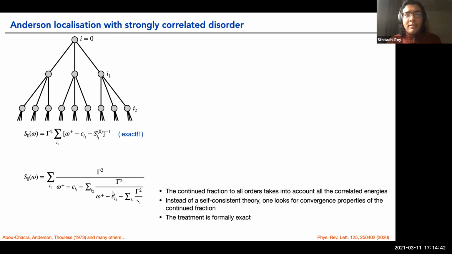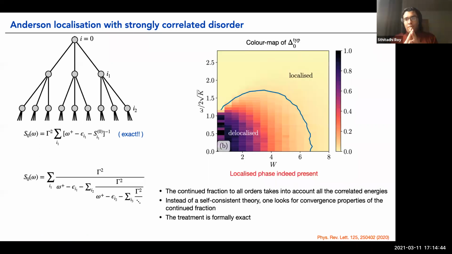So without going into the details, the upshot is that you indeed have a localized phase. This is what the phase diagram looks like. You have a localized phase, you have a delocalized phase. This localized phase, again, is not your conventional Anderson localized phase. It's a non-ergodic phase with fractal-like character. So one could say that, in the context of Anderson localization, it's more apt to call this a fractal state, but at least we know what's going on here. And you indeed have a localized phase.